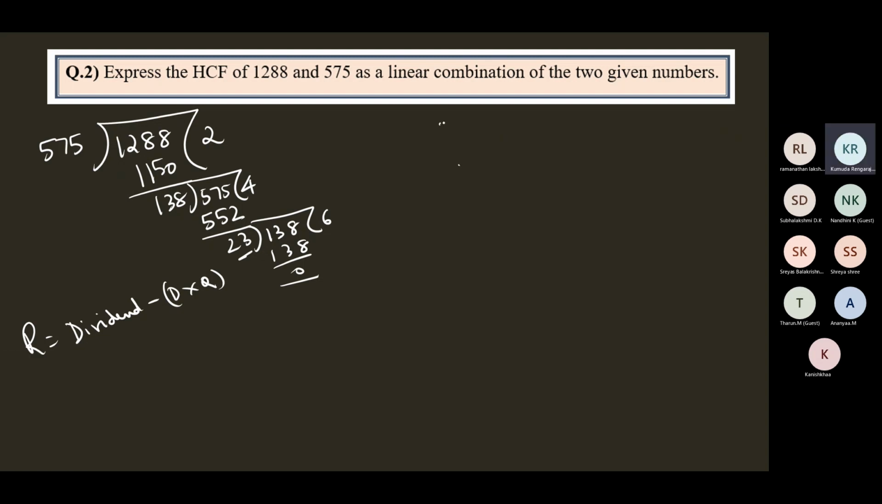Yes, children. So 23. At which stage is it the remainder? It's the remainder here. So the corresponding dividend is this one, divisor and quotient. So the remainder 23 is equal to the dividend 575 minus the divisor 138 into the quotient 4. Am I right, children?